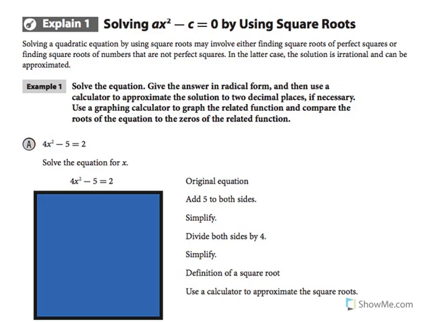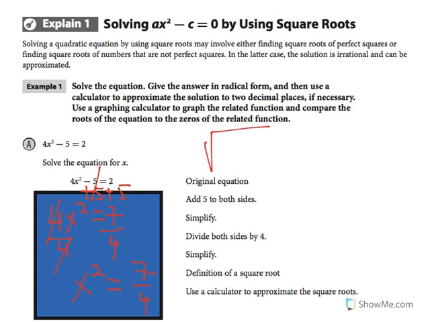So example A, we have 4x squared minus 5 equal to 2. We want to solve for x. So our first step is to add 5 to both sides. So now we have 4x squared equal to 7, and then divide by 4 on both sides. So then we have x squared equal to 7 over 4.